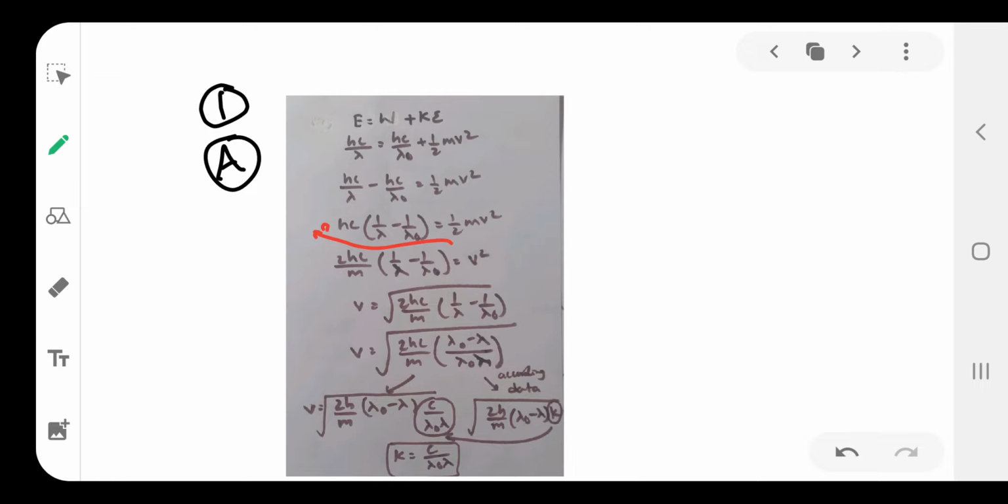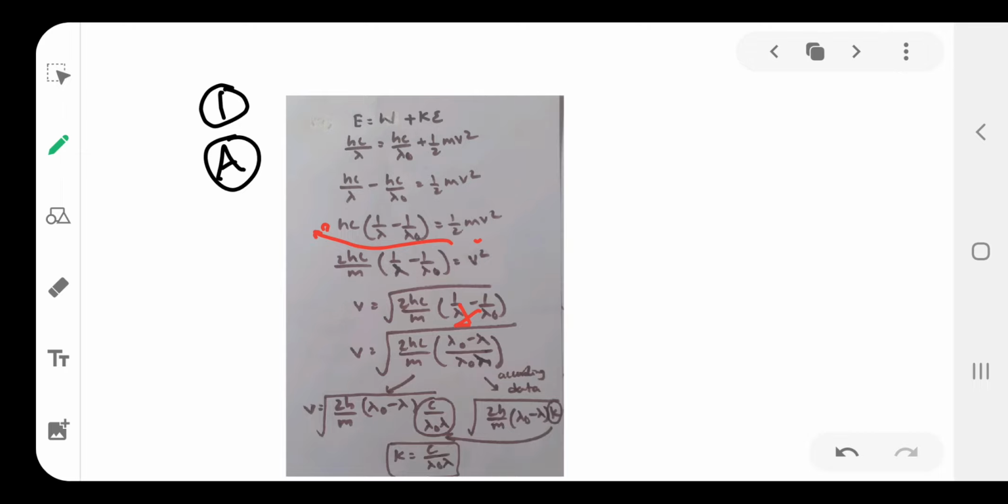2hc. Again this m goes to the denominator. Then 2hc by m into 1 by lambda minus 1 by lambda naught is equal to v square. Then v is equal to under root of 2hc by m times 1 by lambda minus 1 by lambda naught. Then v is equal to 2hc by m times lambda naught minus lambda by lambda naught into lambda. So this is the cross multiplication. Then we get this value. Again, this value we can write like this.